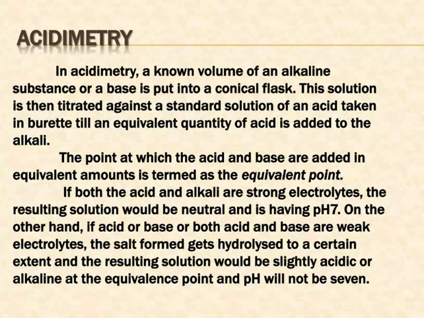You know, if both acid and alkali are strong electrolytes, the resulting solution would be neutral and have pH 7. On the other hand, if the acid or base or both are weak electrolytes, the salt formed gets hydrolyzed to a certain extent and the resulting solution would be slightly acidic or alkaline at the equivalence point and the pH will not be 7. So keep this theory in your mind when you are performing titrations in the laboratory, especially volumetric titrations.